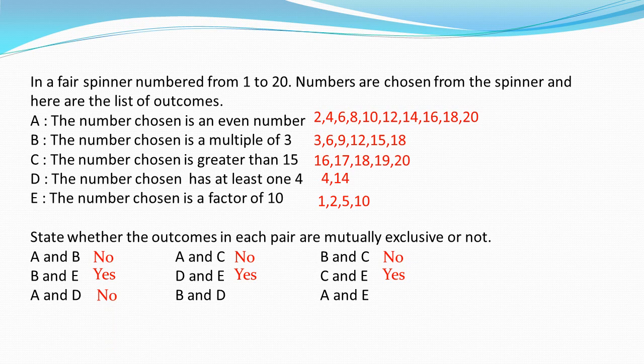A and D, no. B and D, we will check and we can see that also they don't have any common possible event. So the answer is yes. A and E, we can see that 2 and 10 are common. So the answer is they are not mutually exclusive.